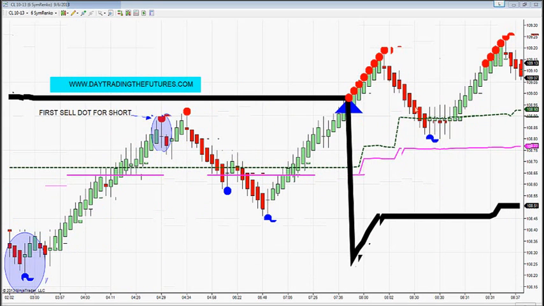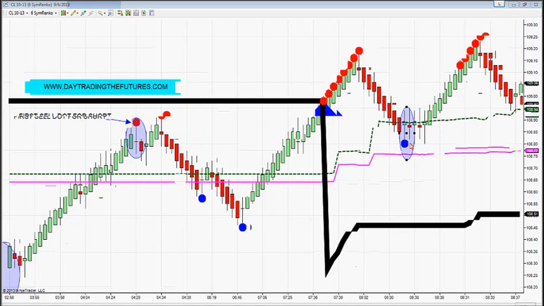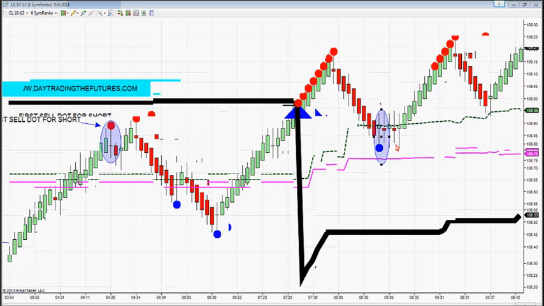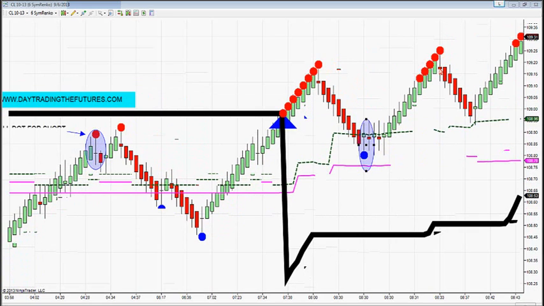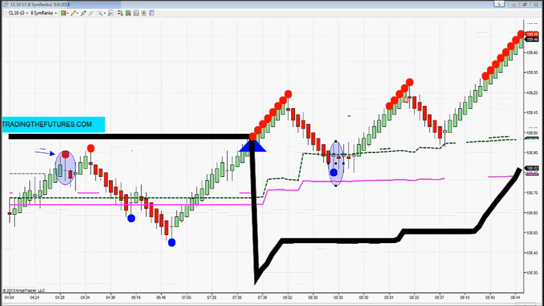This is my Fibonacci dot that produced the exact low. There's my spinning top right there. Spinning top, blue dot produced the exact low. Okay, you can take it all the way up to the next red dots that produce a spinning top or doji. That trade right there was 90 all the way to 20, a 30 tick trade.